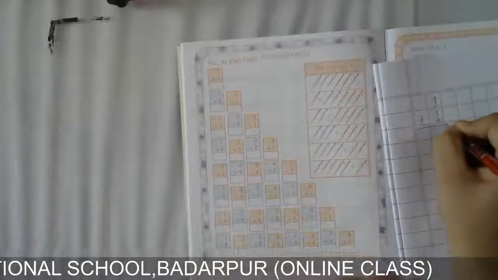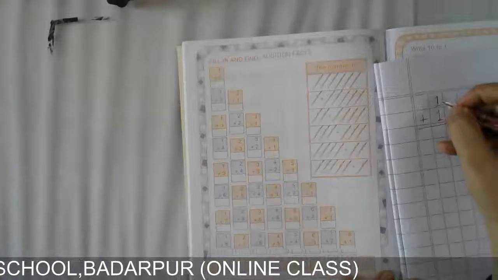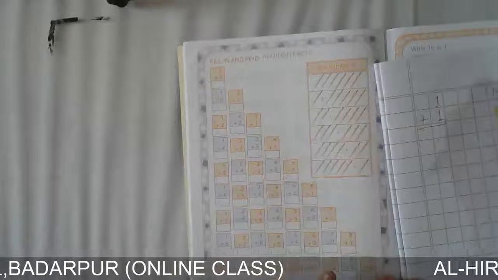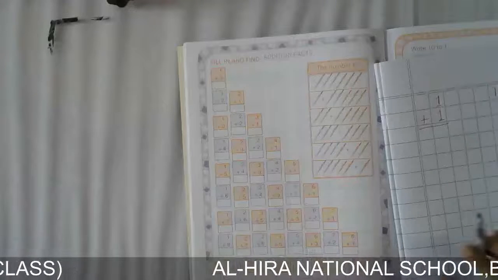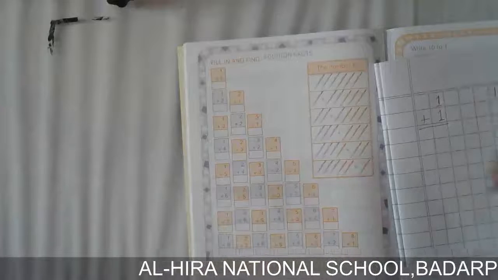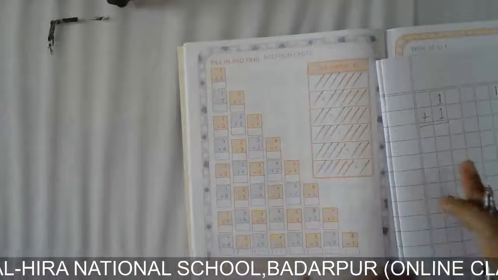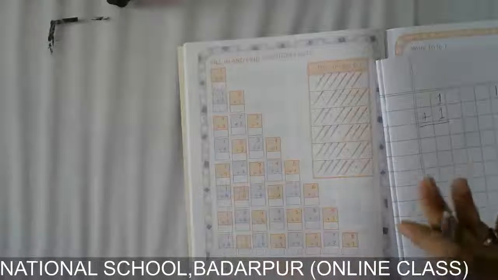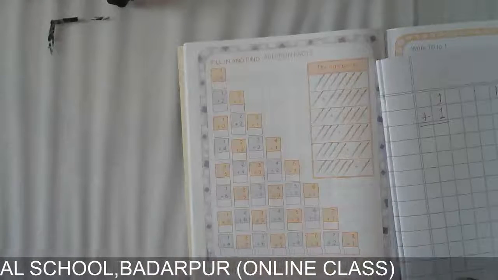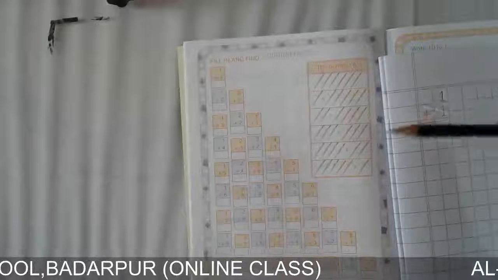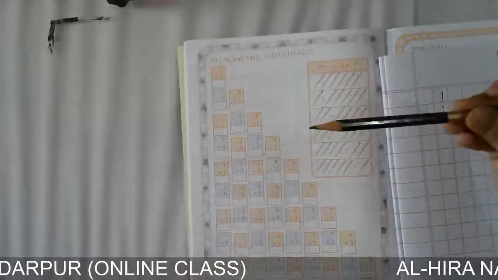plus 1. So first this one, put a line here. 1. The next one I am writing with a blue pen. I have used a red pen and a blue pen so you can see it very clearly. But you use a pencil. Don't use any pen. This is a pencil. Take out your pencil and do it.